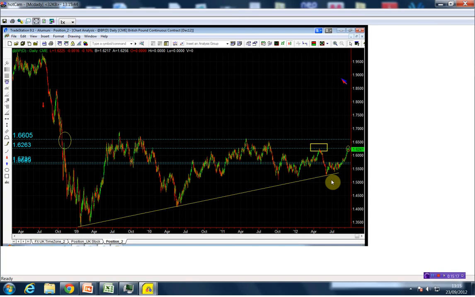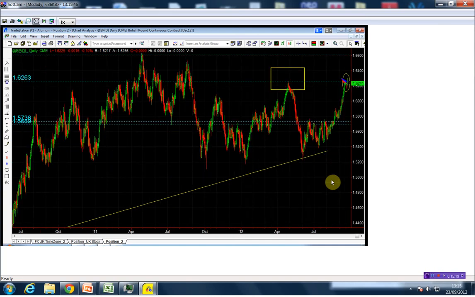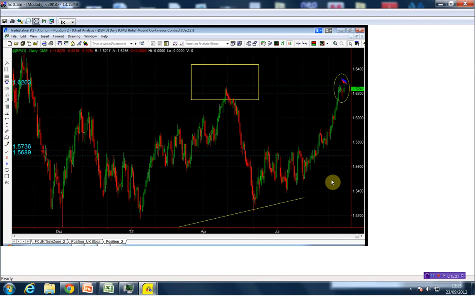But unfortunately, this is what happened. We just poked our head once, twice, 3 times, 4 times. Last week we had 4 attempts to break above the structure point, and we have failed 4 times.